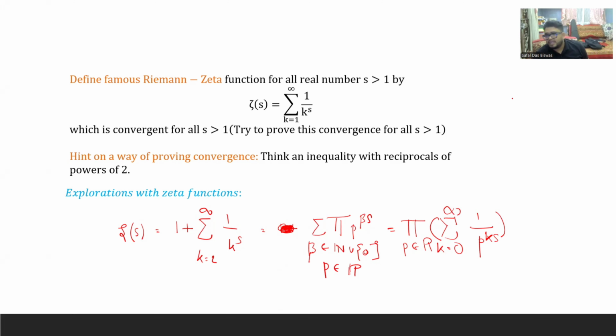Oh, okay, I forgot to explain one of the things. One of the LinkedIn users is asking whether the product over 1 and p belonging to the primes is divergent.